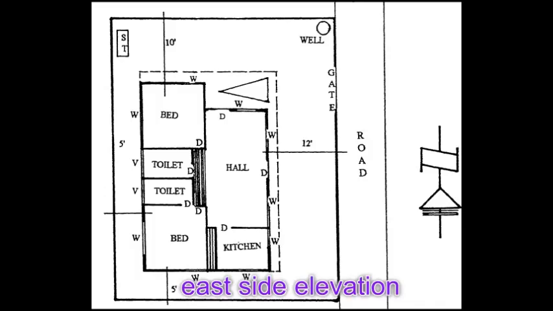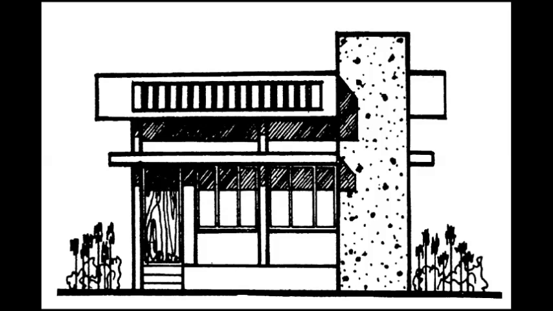Plan of two-bedroom house in a plot facing east road. Well in northeast, kitchen in southeast, bedrooms in southwest and northwest, gate in northeast, septic tank in northwest. West side elevation. The ornamental pillar in the southwest is higher than all other sides, which is as per Vaastu.